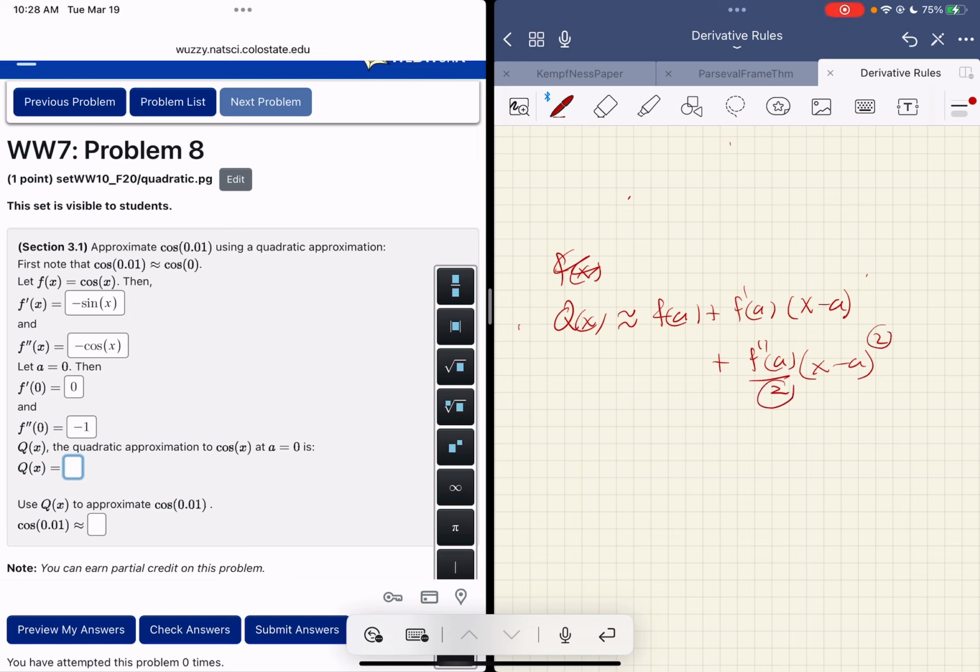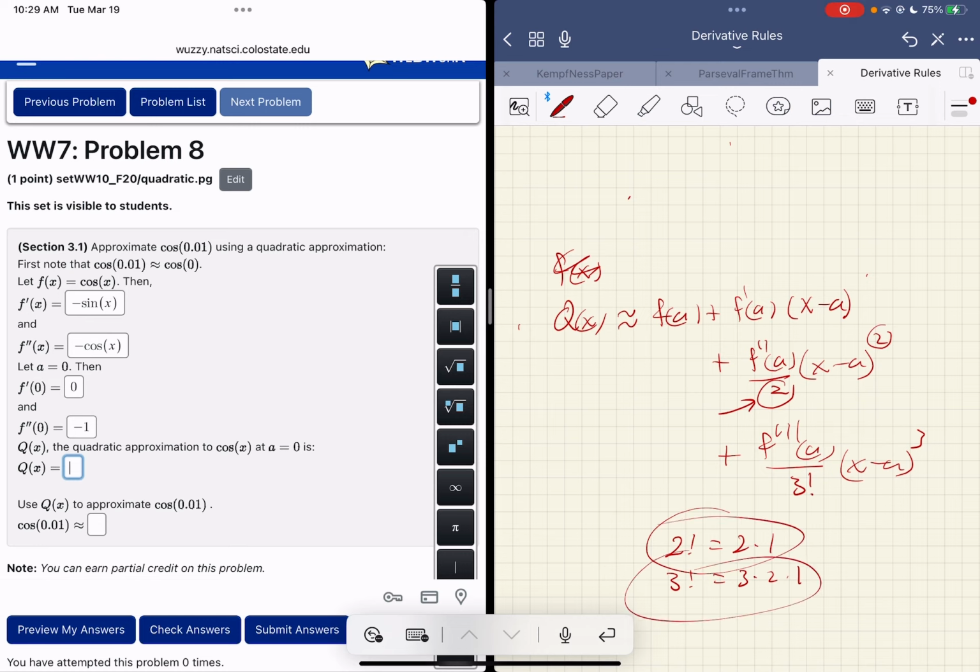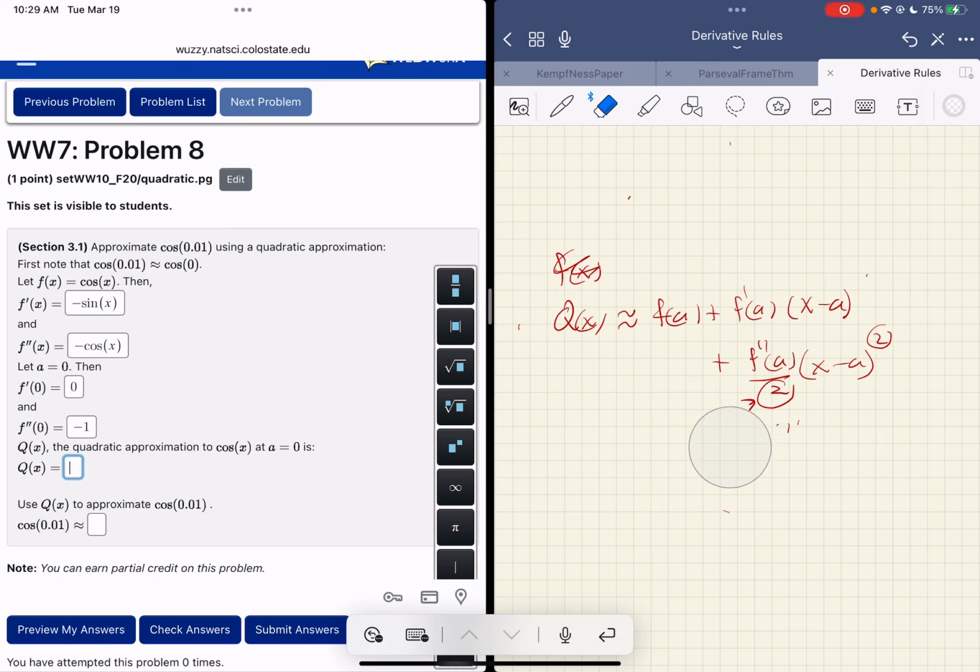You might see these 2's and think, well, could I just keep going? F triple prime of a over 3 times x minus a cubed. And no, you can't. That's because this number is actually something called a factorial. 2 factorial is 2 times 1, whereas 3 factorial is 3 times 2 times 1, so 3 factorial is 6. Anyway, that's in case you go on to take 255, you'll see this. But none of this matters. We just care about the quadratic.